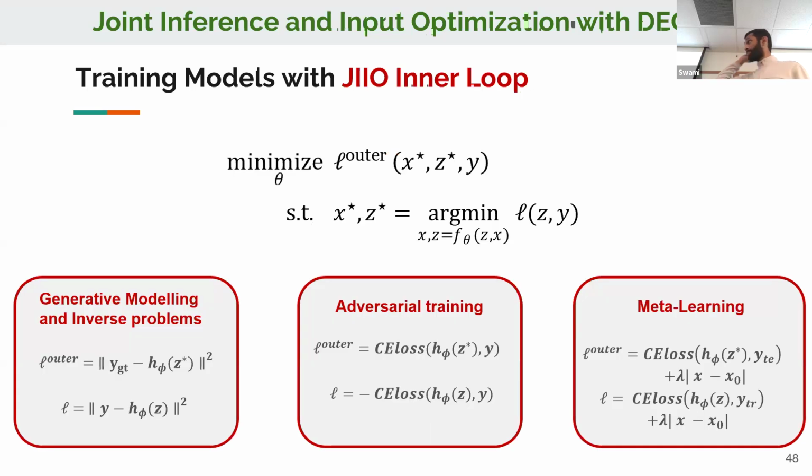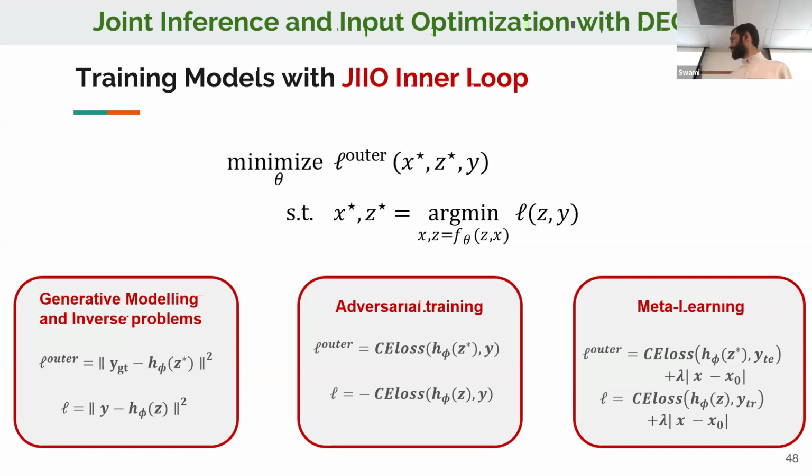And going back to the examples that we had earlier, for example, if you have some generative modeling or inverse problems, these objectives would look like least squares objectives on either the corrupted input, the corrupted output, or the ground truth outputs. Likewise, for adversarial examples, these would look like cross entropy losses in the outer objective, and the negative of the cross entropy loss in the inner objective. And for meta learning, this would again be some regularized cross entropy objective on the training and test examples.